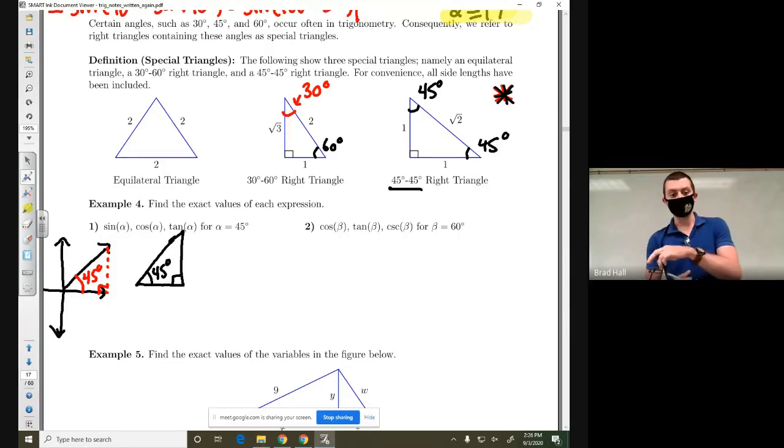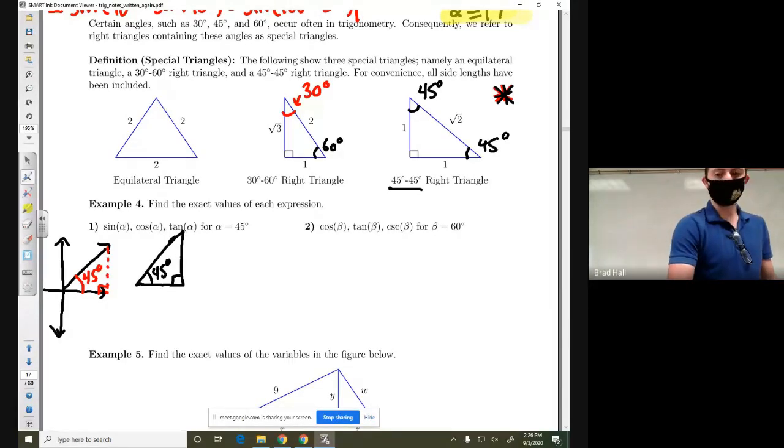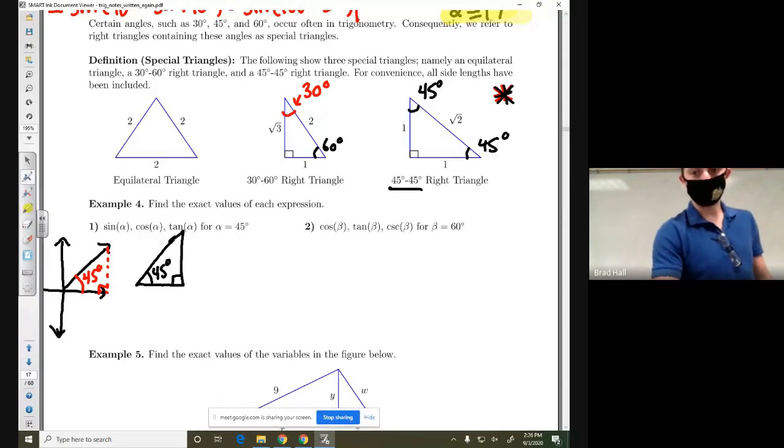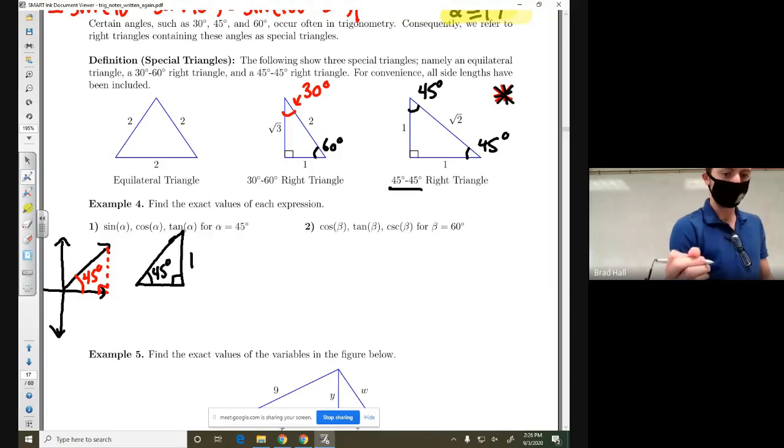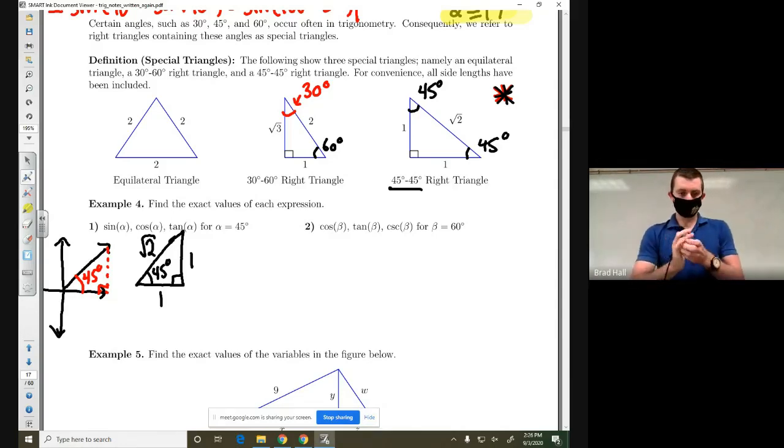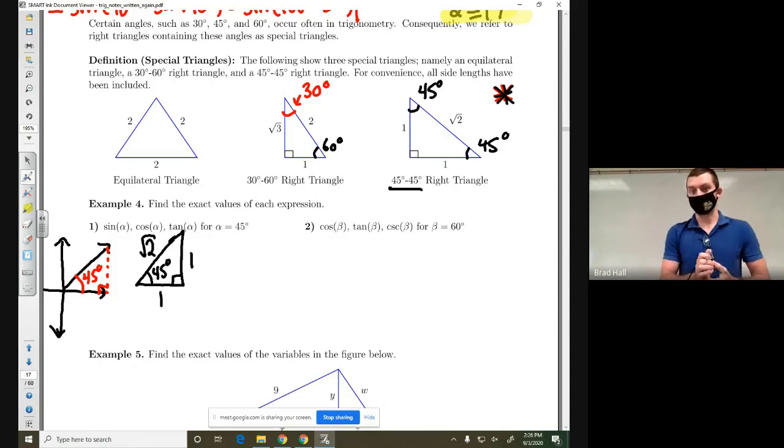But in the meantime, across from 45, if we follow this diagram, since they're both 45, it doesn't matter. One would be across from 45, another one would be across from the other 45, and then we put the square root of 2 as the hypotenuse. It tells us exactly how to fill in the triangle. And once we have the triangle figured out, we can figure out the trig functions by using opposite, adjacent, and hypotenuse.